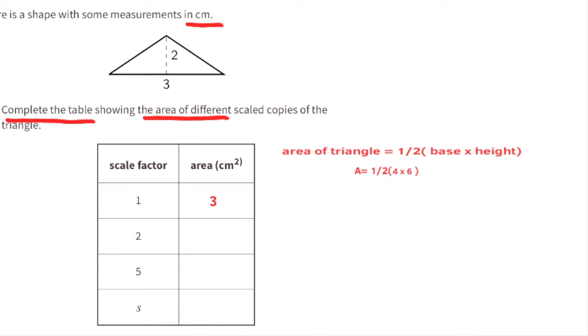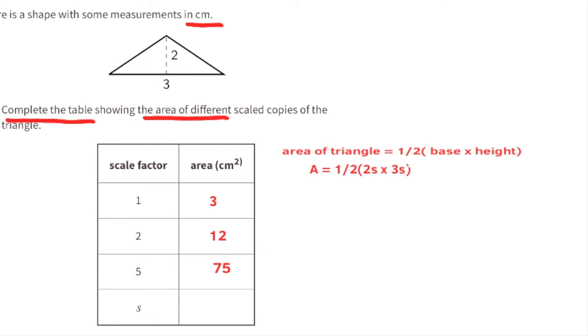With a scale factor of 2, the height times the base would be 4 times 6. Since 4 times 6 is 24 and half of 24 is 12, the area of the triangle with a scale factor of 2 would be 12 centimeters squared. With a scale factor of 5, the height would be 10 and the base would be 15. Since 10 times 15 is 150 and half of 150 is 75, the area of the triangle with a scale factor of 5 would be 75 centimeters squared.